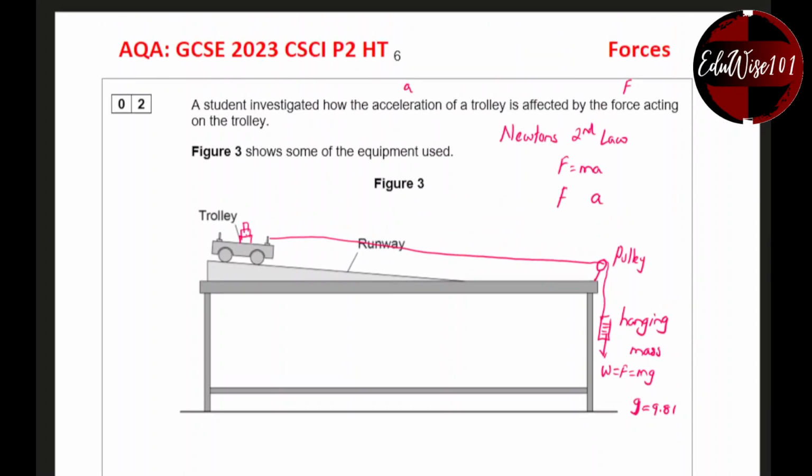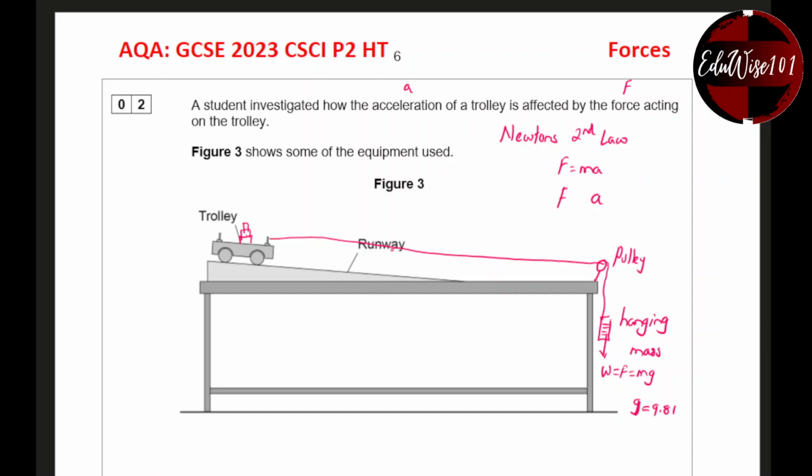So how would you do it? You would set it up as shown. You would change different masses. You would remove the mass from the trolley and slowly add one by one over here and let the trolley go down the runway. So in order for you to find the acceleration, you can actually work out the force by multiplying the mass with the gravitational field strength, which is 9.81.